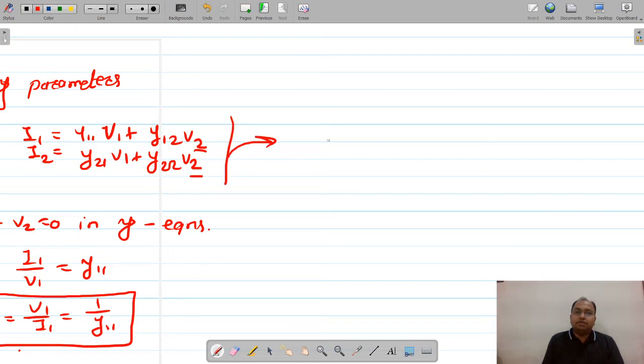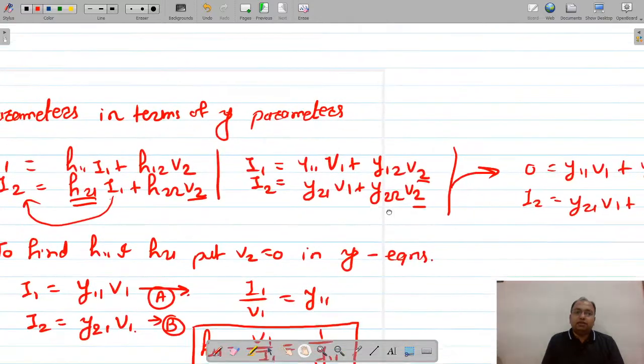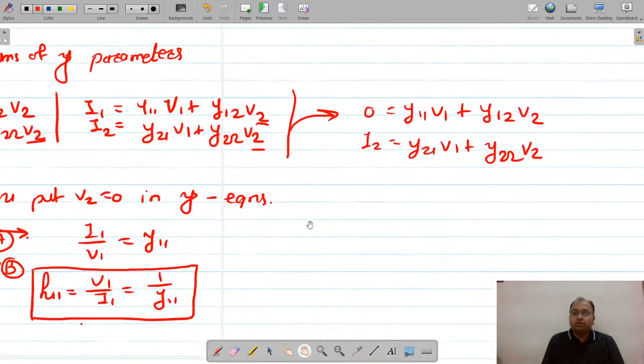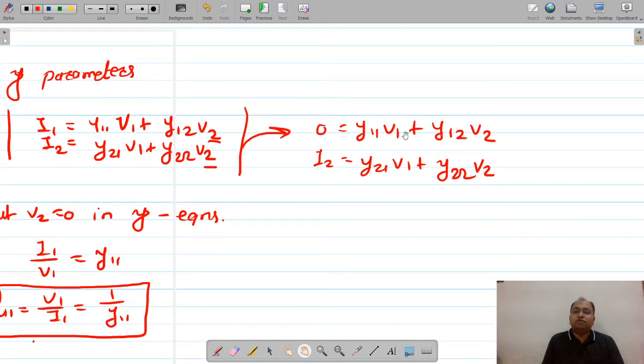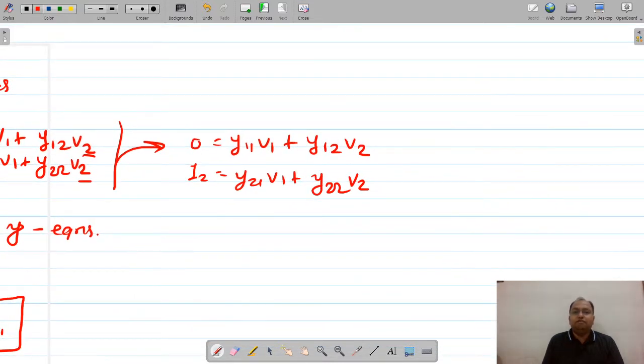So modified equations: 0 is equal to y11 v1 plus y12 v2, and i2 is equal to y21 v1 plus y22 v2. Okay, just remember, what is h12? H12 is the ratio of v1 to v2. So from this first equation, can I get the ratio of v1 to v2? Yes, I will definitely get it. So let us find that out first, and then we'll switch to finding h21 and h22.